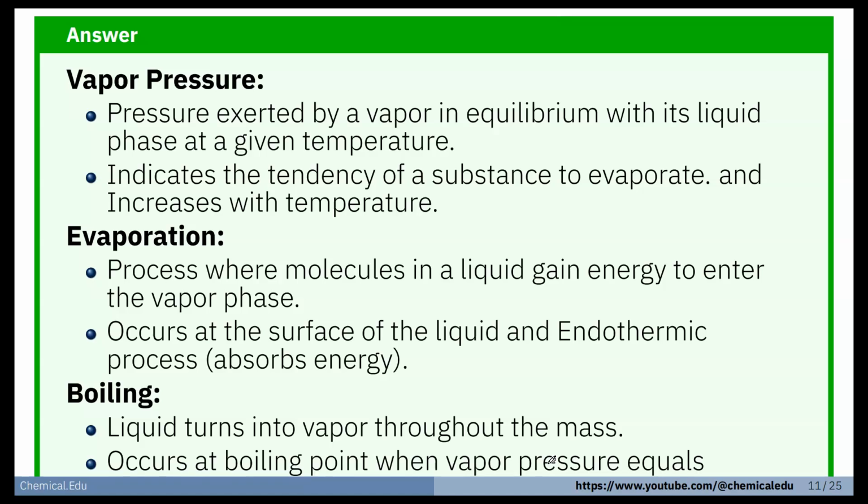Evaporation is a process where molecules in a liquid gain energy to enter the vapor phase. It occurs at the surface of the liquid, and is an endothermic process that absorbs energy. And boiling: the liquid turns into a vapor throughout the mass, occurring at the boiling point when vapor pressure equals the atmospheric pressure.